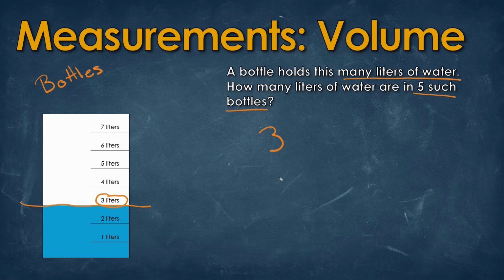Well, how many bottles do we need? We need to have 5. So 3 times 5 will tell us how many total liters we have. If we remember from a multiplication table, 3 times 5 is equal to 15. So we have a total of 15 liters.